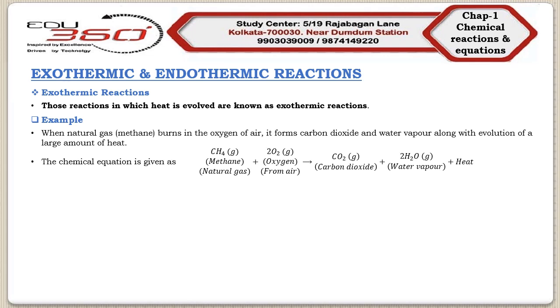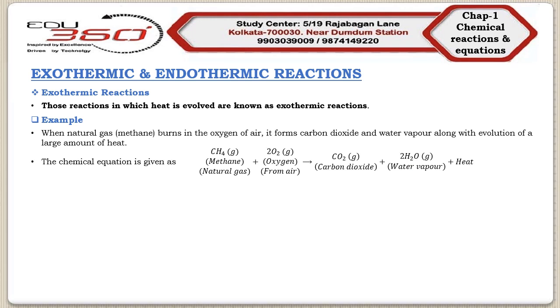Now we will discuss each term of this equation one by one. Natural gas is mainly made up of methane, so we have written it CH4 within bracket g. Next is oxygen, which is present in air, so it is written as 2O2 within bracket g. Now the products. Carbon dioxide is a gas, so it is written as CO2 within bracket g. Water vapor, that means we are considering steam, so we have written it 2H2O within bracket g plus heat. So heat is evolved in this particular reaction.